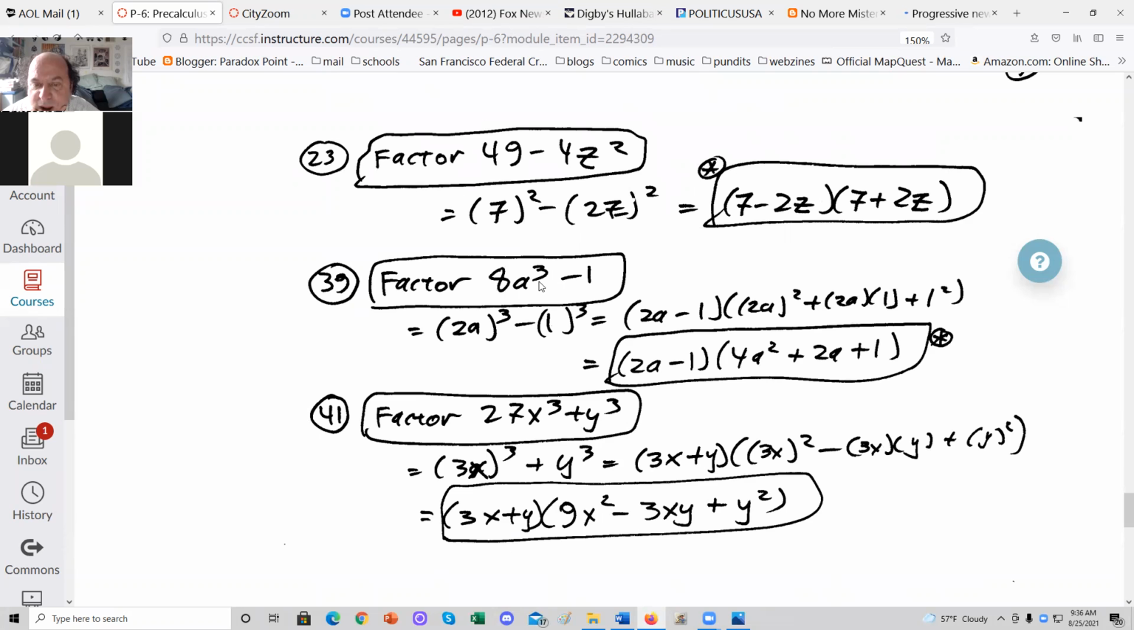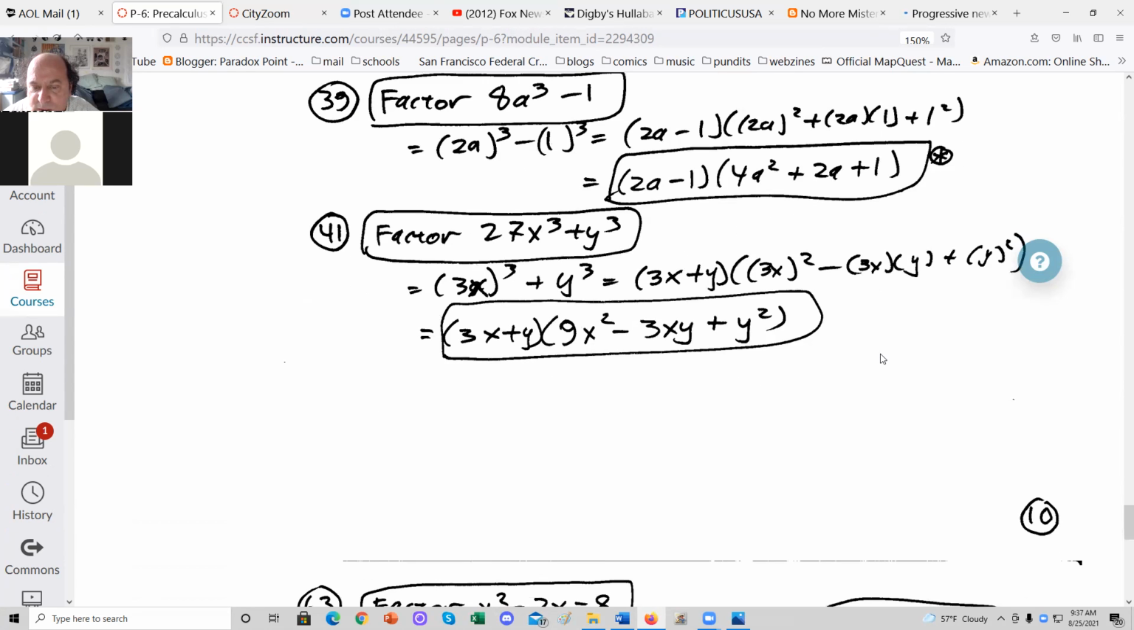To factor 8a cubed minus 1. Well, 8a cubed is the cube of 2a, and 1 is the cube of 1. So this is a difference of cubes. Difference of cubes is a difference times square plus product plus square. So 2a minus 1 times the square of 2a, which is 4a squared, 2a times 1 is 2a, 1 squared is 1. So 2a minus 1 times 4a squared plus 2a plus 1.